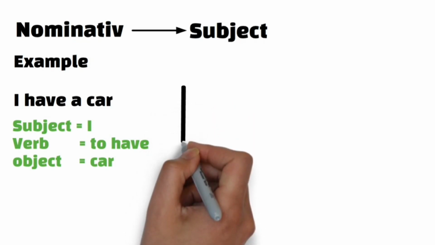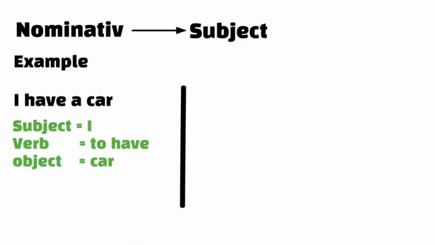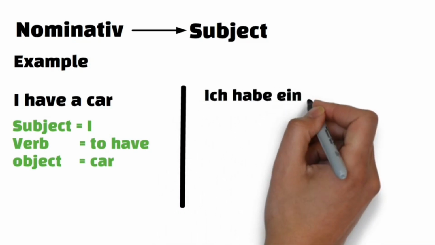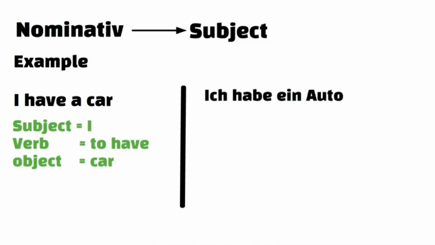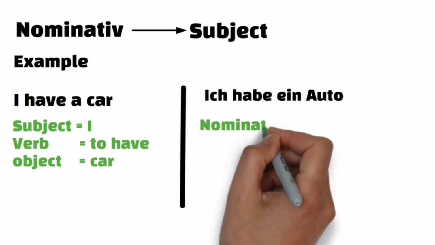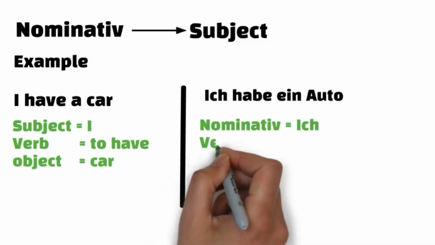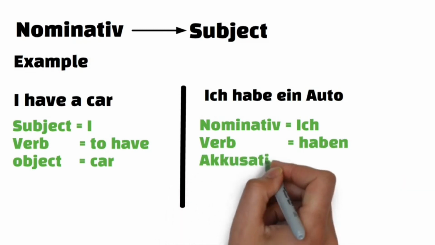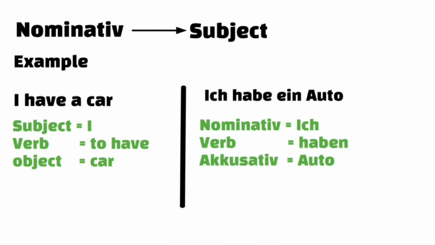So if I try to write the same sentence in German, it will be Ich habe ein Auto. Here the nominative will be ich, the verb will be haben, and accusative will be Auto. So in simple words, nominative is simply the subject in the sentence.